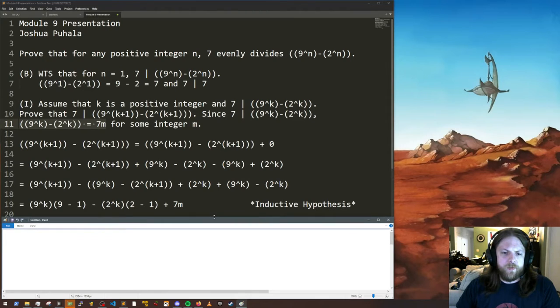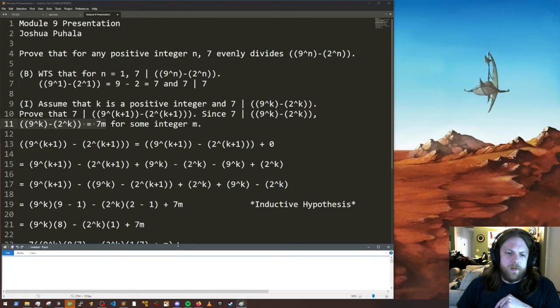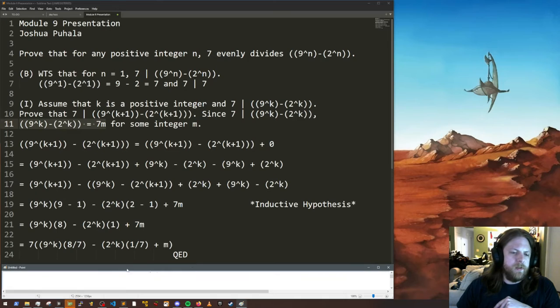So moving forward, just simplify these. Show 9 to the kth power times 8 minus 2 to the kth power times 1 plus 7m. And then here we are basically finished. So we're just showing that if we take 7 out here, factor out a 7, we are left with 7 times 9 to the kth power times 8 divided by 7 minus 2 to the kth power times 1/7 plus m.